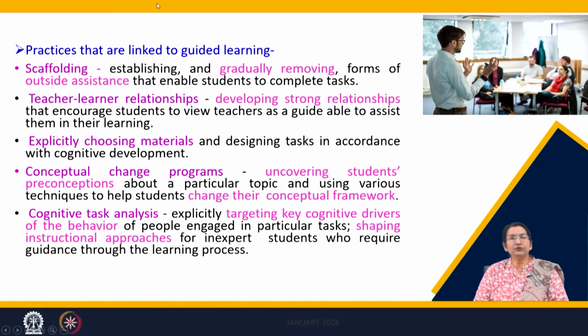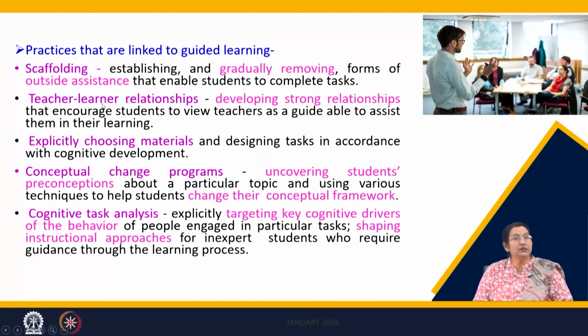So, practices that are linked to guided learning. What are the practices? Scaffolding is a practice of establishing and gradually removing support, moving from unknown to known. How to move on from unknown to known? By establishing and gradually removing different forms of outside assistance, through teachers' assistance, through outside assistance, you are slowly moving on from unknown to known. Okay. So, gradually moving through different forms of outside supports, like maybe the videos, maybe the PPTs, maybe the other kinds of examples, etc. That is one thing that helps us in the scaffolding processes.